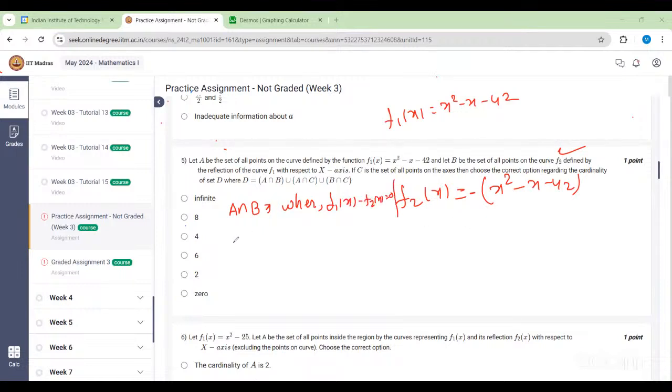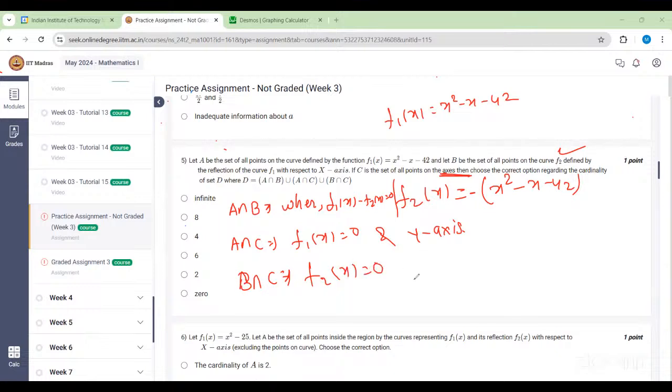Okay, now what is A intersection C? A intersection C is where f1 of x becomes 0. That means f1 of x intersecting the x-axis and y-axis. You have to check both, right? Because C is the set of points on the axis. And now B intersection C is where f2 of x becomes 0. That means when f2 of x intersects the x-axis and y-intercepts also. So you can find all these points and the union of these points, so you can find the cardinality of D.